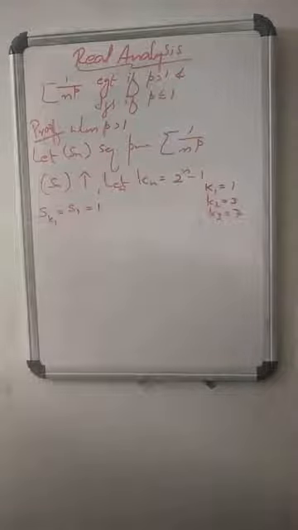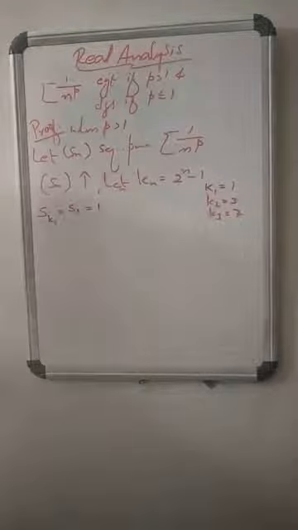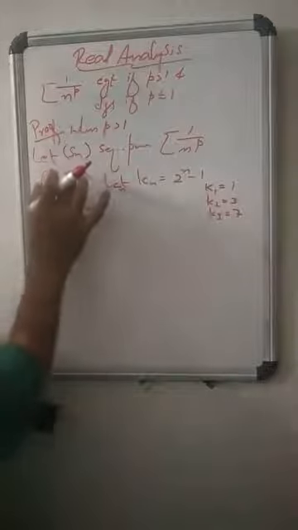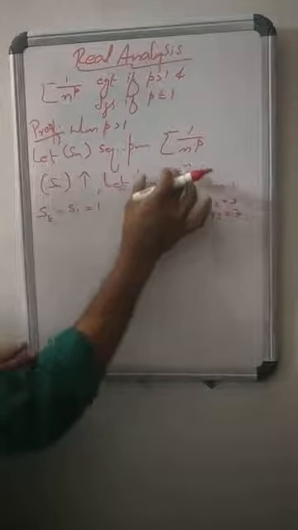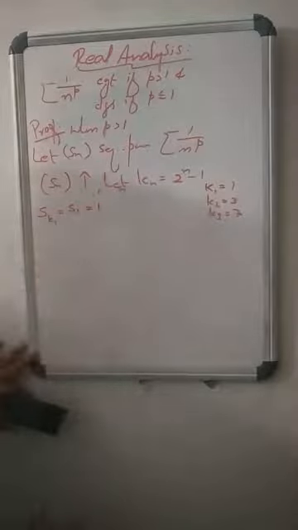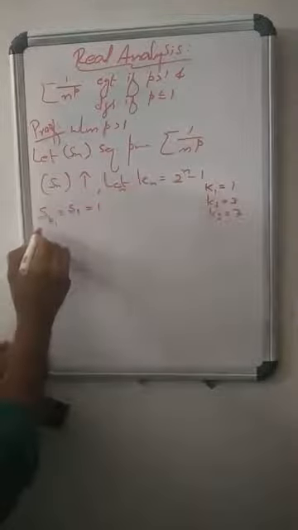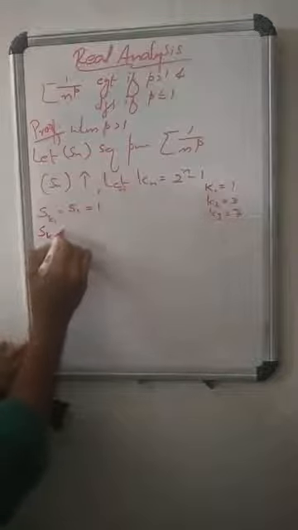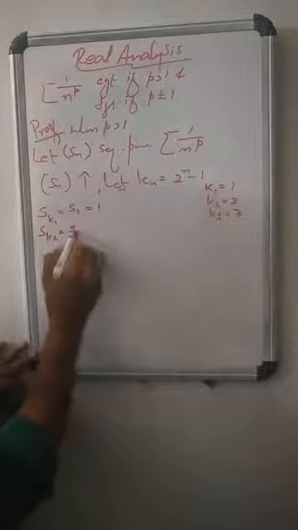Agreed? Let Sn be the sequence of partial sums of the series sigma 1 by n power p. When p greater than 1, Sn is an increasing sequence. Let Kn be 2 power n minus 1, then S_K1 is S1 equals 1. Agreed? Okay. What is S_K2? S_K2, what is K2? 3.